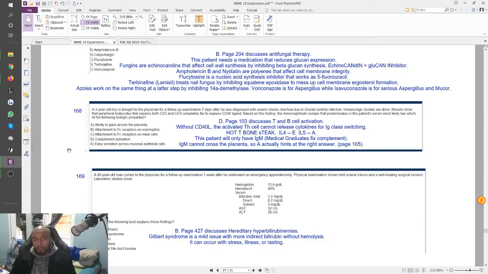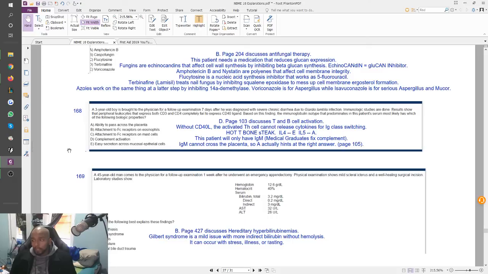Right? This guy doesn't have the CD40 ligand. Now you need to remember, what does CD40 ligand do and what is it all used for? So without CD40 ligand, the activated helper T cells cannot release cytokines for Ig class switching. Okay, and then you have to remember hot T-bone steak, and remember that interleukin 4 was to class switch into IgE, interleukin 5 was to class switch into IgA, right? But this patient will only have IgM. Remember that, and then that should ring a bell for MDs, right? MDs or MGs is how you have to remember it for this concept.